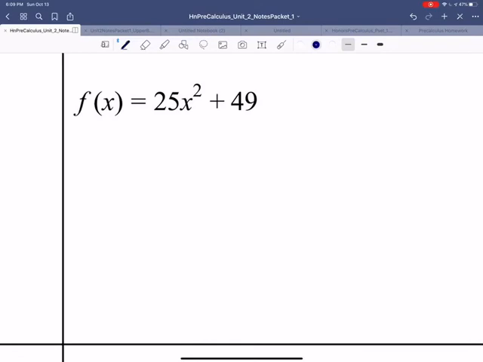Here we have another sum of squares, 25x squared plus 49. This factors as 5x plus 7i multiplied by 5x minus 7i.